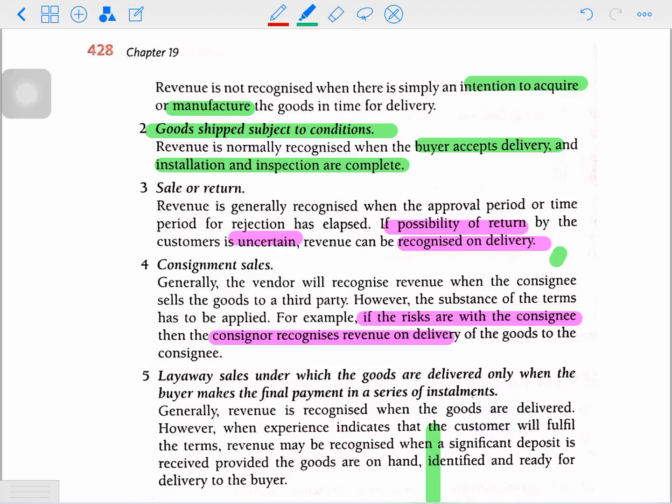So when should you recognize the sale in this situation? Bila you jual, you kata kat customer, okay, kalau tak puas hati hantar dalam masa 2 minggu contohnya, kan? So bila you should recognize the sale? After 2 weeks lah, kan? Bila dia dah time elapse, orang tak pulang balik, maknanya you boleh recognize the sale bila the time for return back has elapsed. Maknanya revenue is generally recognized when the approval period or time period for rejection has elapsed. If possibility of return by customer is uncertain, revenue can be recognized on delivery.